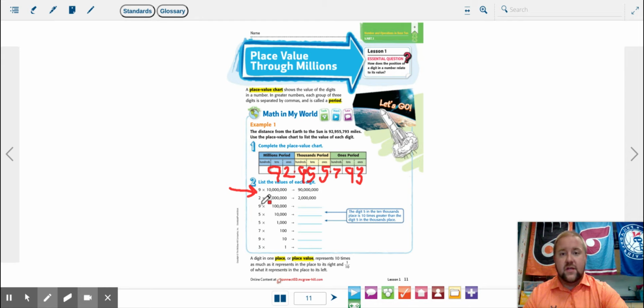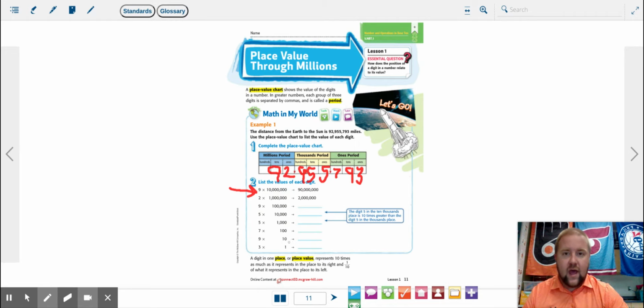So when we look at the value of each of these digits, all we're doing is taking the digit and then multiplying it by the place that it is located in. So 9 times 100,000 is 900,000. 5 times 10,000 is 50,000 because 10,000, 20,000, 30,000, 40,000, 50,000. That's the 5 10,000s. And then we would keep on going there.